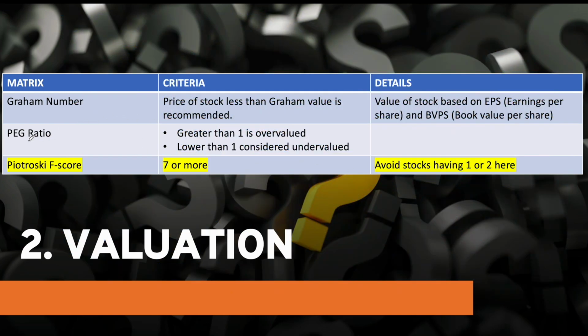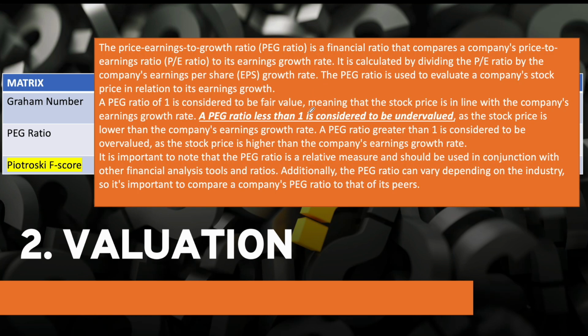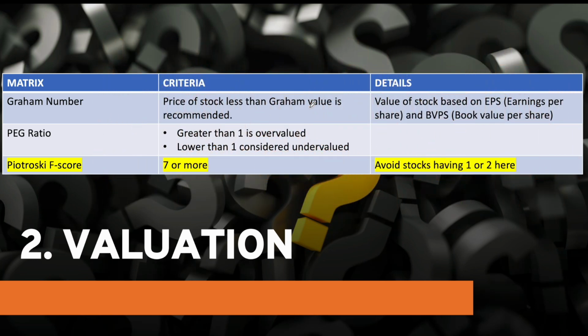This is price versus the EPS growth, that is the PEG ratio. Greater than one is overvalued, lower than one is considered undervalued. Okay, so this I already explained. Now, the Piotroski F-score. There are some variables which dictate this.